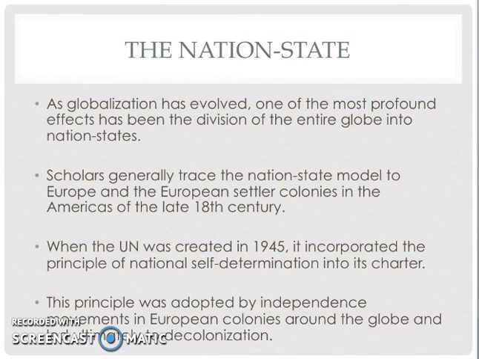Globalization and the nation state. As globalization has evolved, one of the most profound effects has been the division of the entire globe into these nation states. And scholars generally trace that back to Europe, as we talked about a little bit earlier. But when the UN was created in 1945, it incorporated the principle of national self-determination into its charter, the largest international governing body. This principle was adopted by independence movements in European colonies and around the globe.